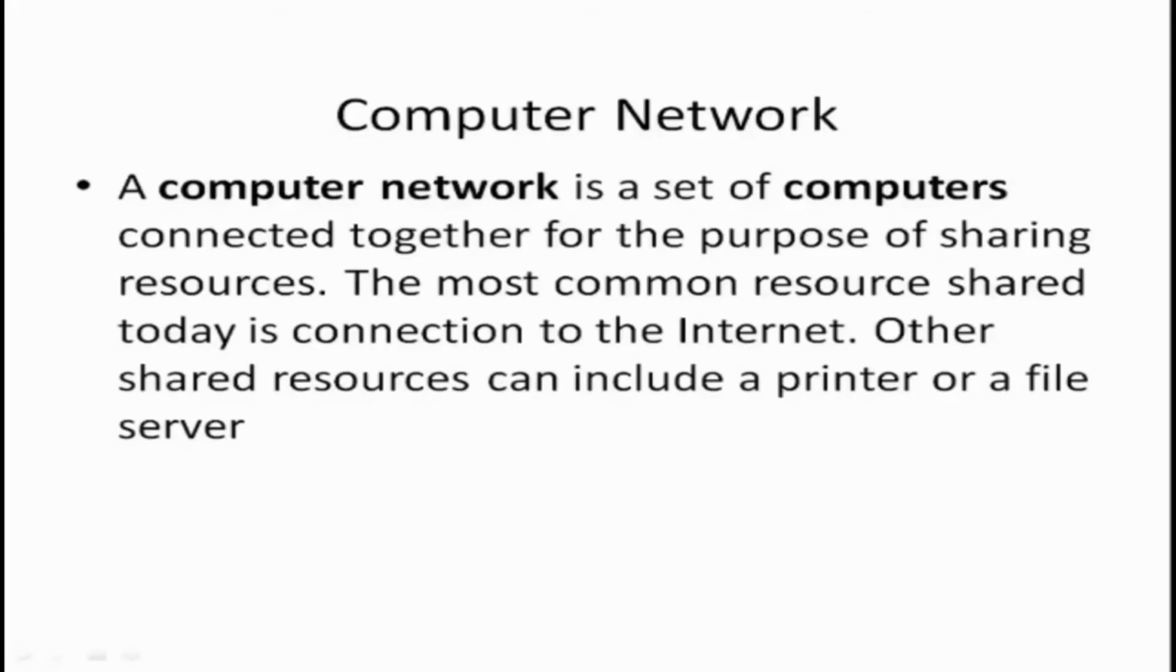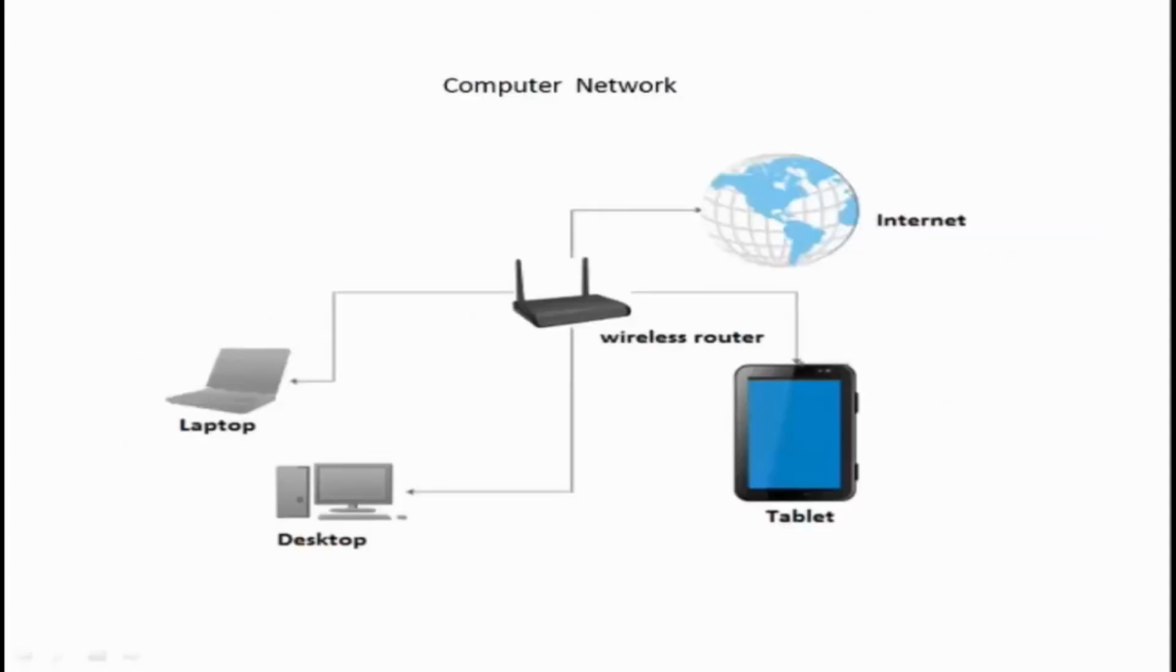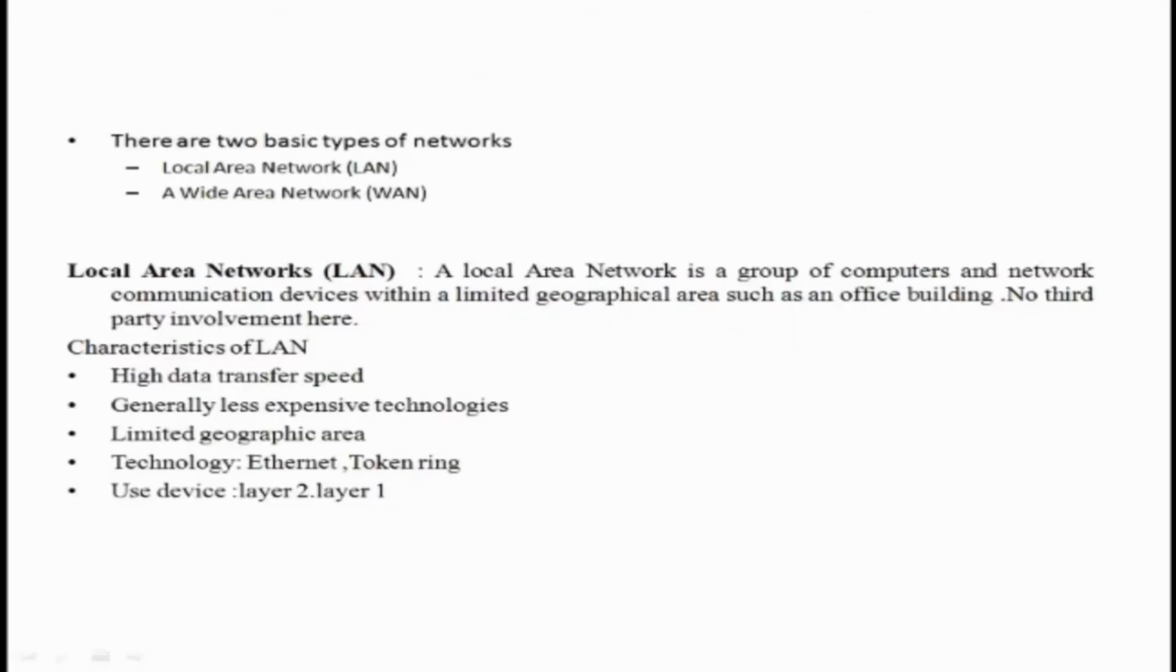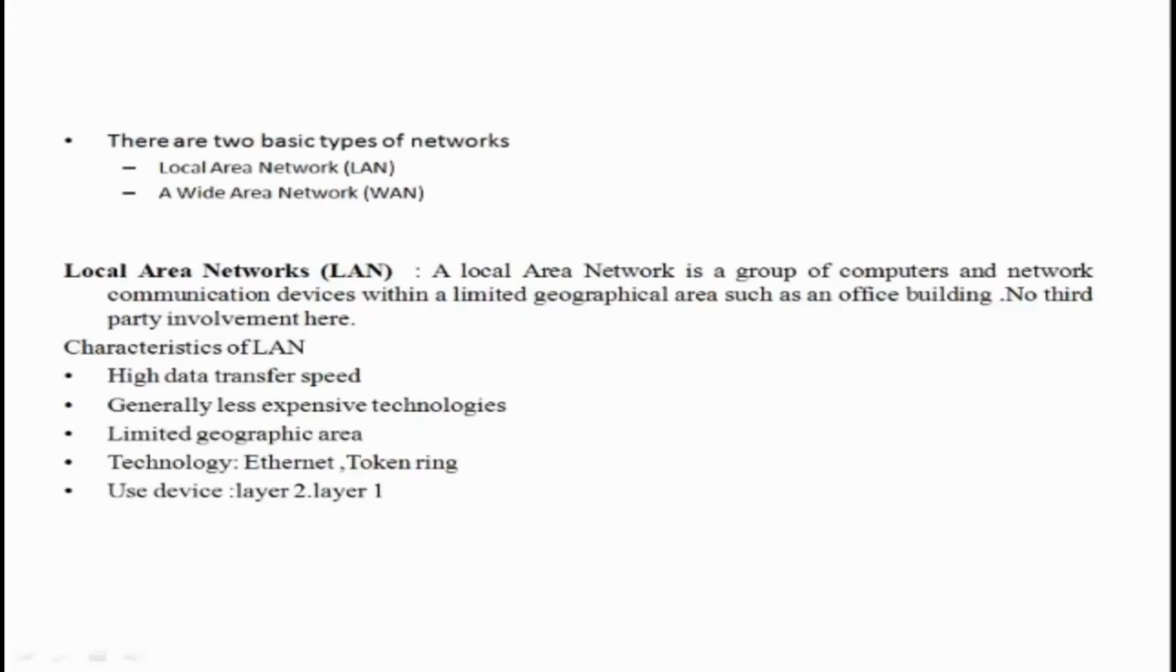A computer network is made up of a set of computers connected by a communication line. This communication line is also known as a communication medium, and the purpose is to share resources. These resources are like internet, printer, and file server. Here we have taken one simple home network. You can see that there is a wireless router, laptop, desktop and tablet, and they are all sharing internet.